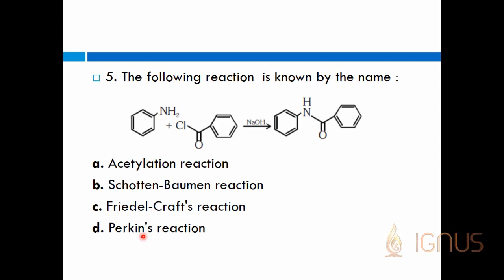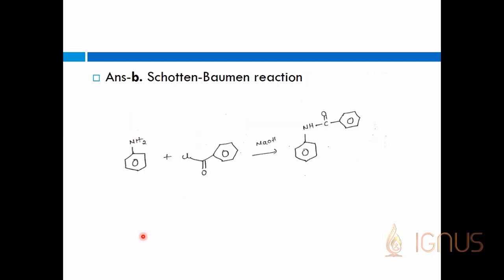Let us discuss the solution for this question. This reaction is known as the Schotten-Baumann reaction. Reaction of aniline with benzoyl chloride in the presence of NaOH is known as the Schotten-Baumann reaction.